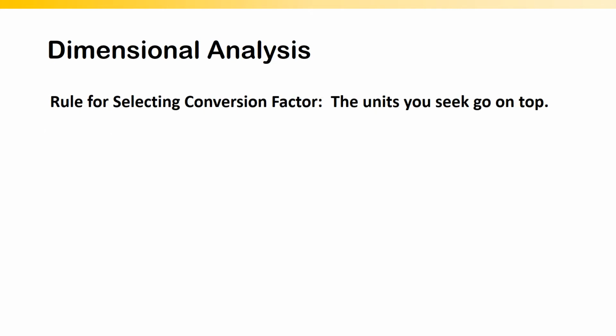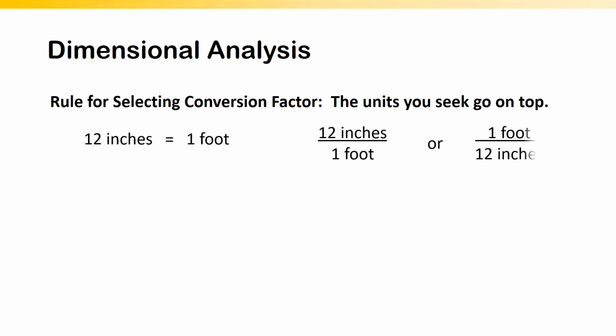So the rule for selecting the correct conversion factor requires that you identify the units that you have as well as the units you seek. And that in creating a conversion factor, you make sure you set up the conversion factor fraction with the units you want on top. Because remember, every relationship will have two possible conversion factors.